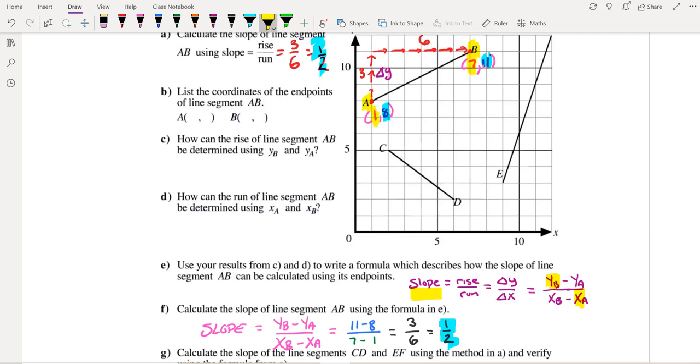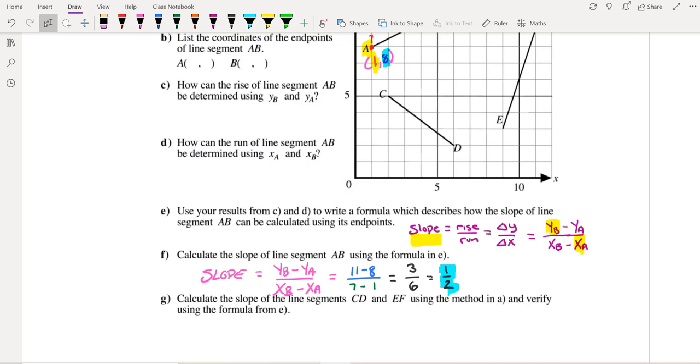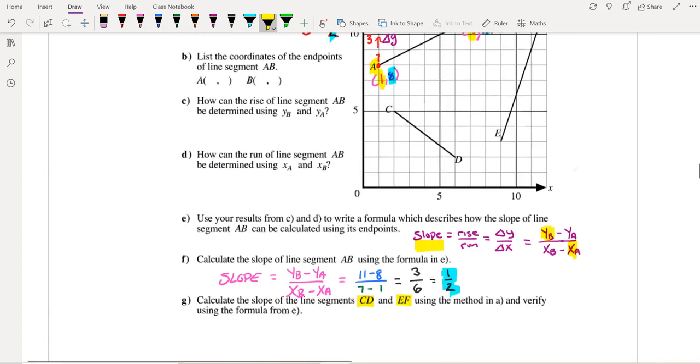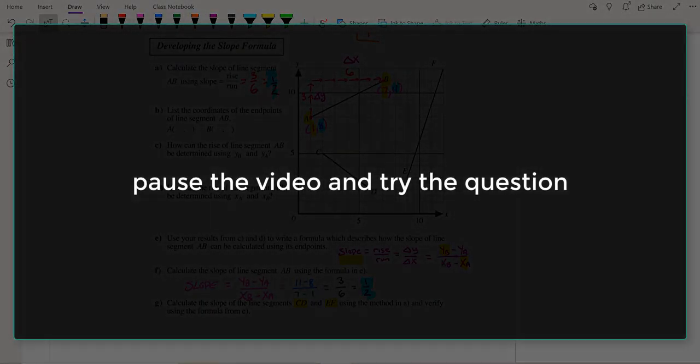Usually a negative difference of a negative sign, right? Or they may put the x values on top and the y values on the bottom. So those are some things to pay attention to. So I'd like for you to practice this, right? For question G here, find the slope of line CD and EF. So you need to first determine what the coordinates are of each of these points, then apply the slope formula. So pause the video, give that a try.